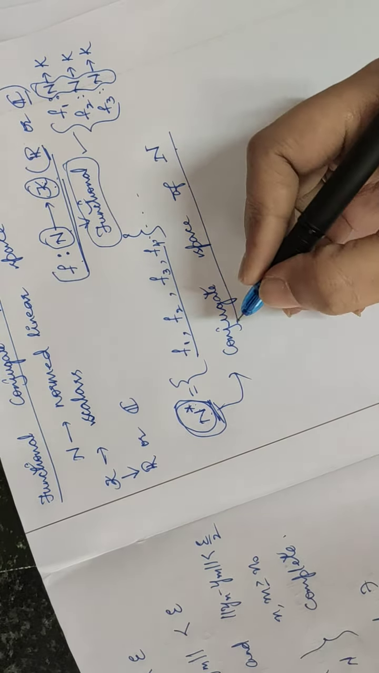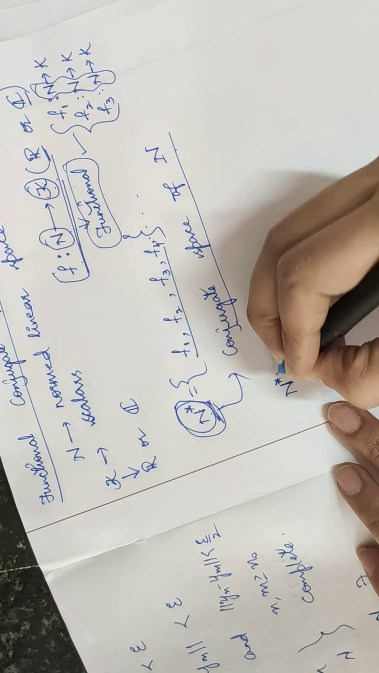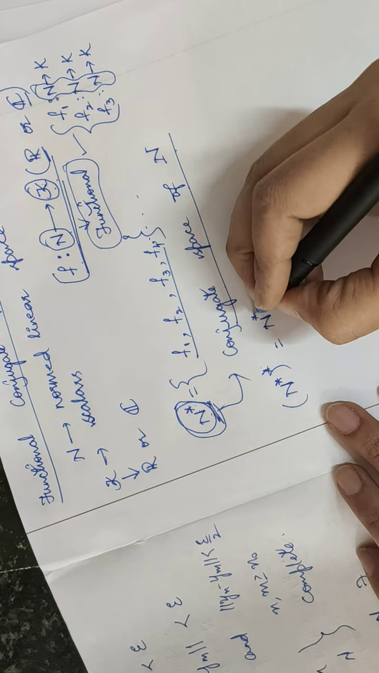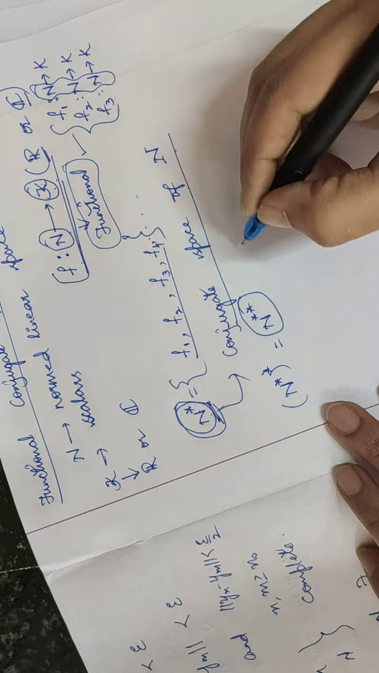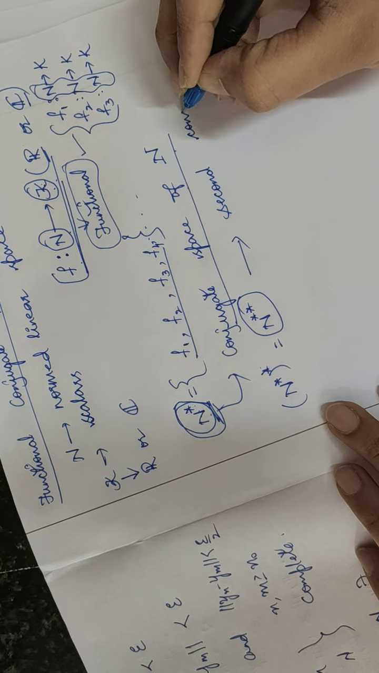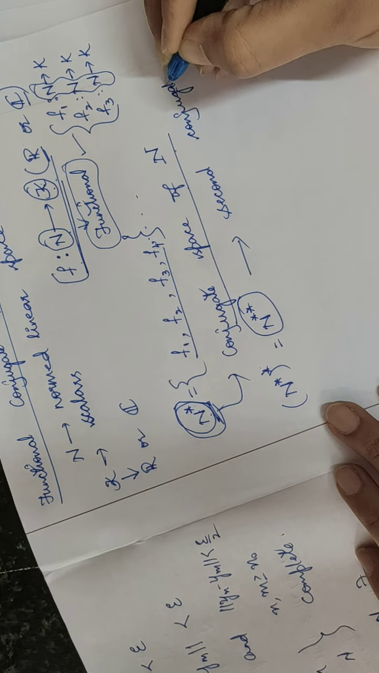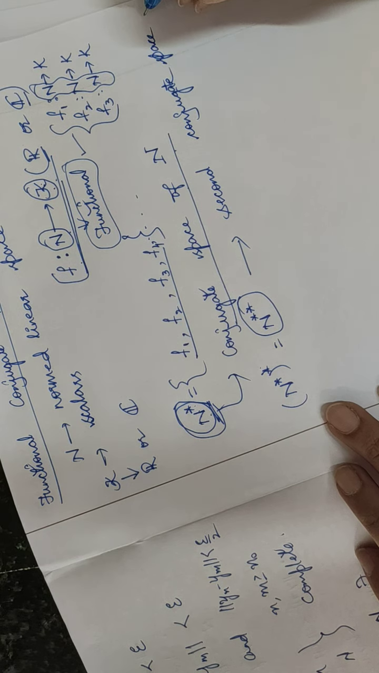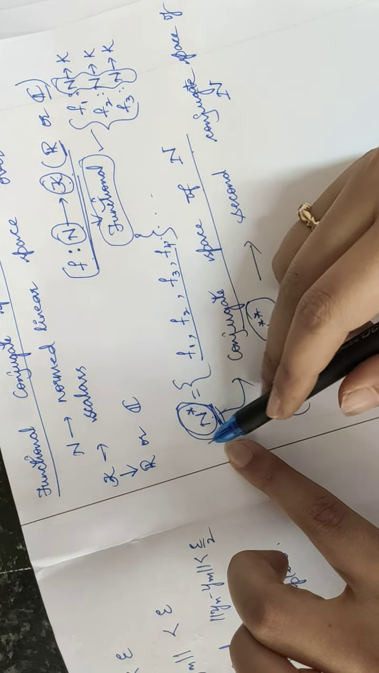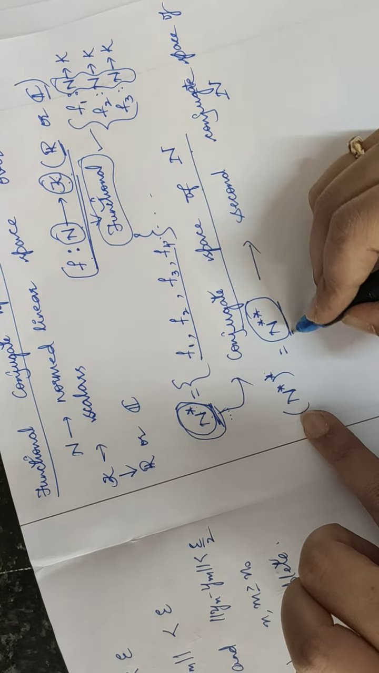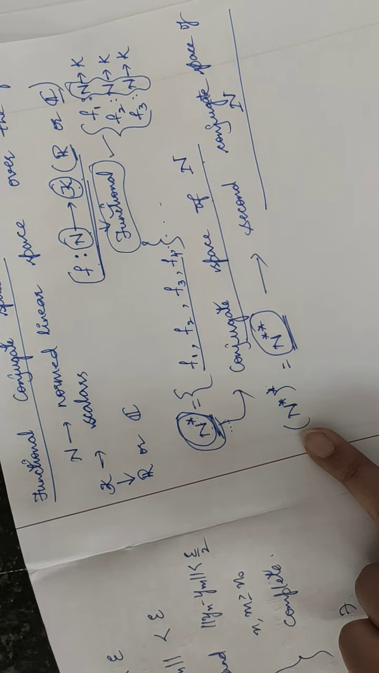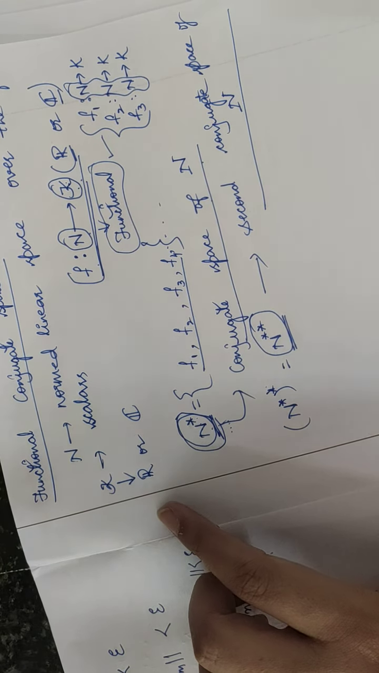Okay. Similarly, N star whole star I can denote as N double star, and this N double star is called the second conjugate space of N. That means again the set of all functionals on N star can be denoted as N double star, and this N double star is called the second conjugate space of N. This is how we define functional and conjugate space.